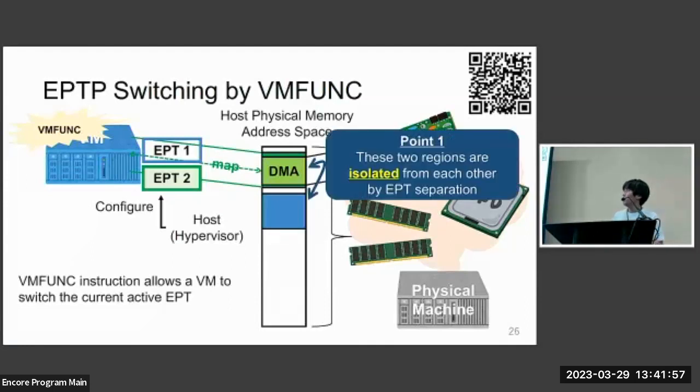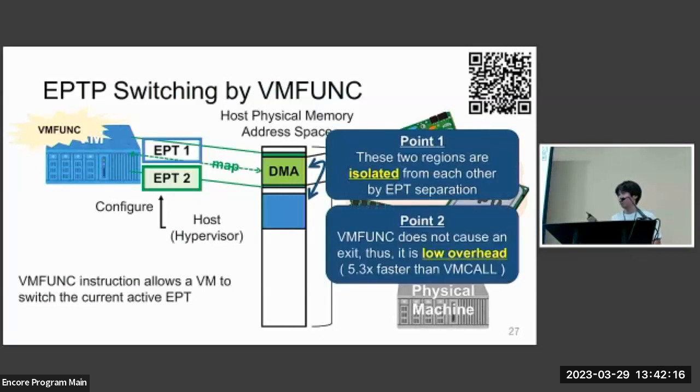The point here is that these two memory regions are isolated because of the EPT separation. This is similar to process memory isolation: one process cannot access the memory of other processes because of page table separation. Another thing is that VMFUNC doesn't cause an exit, so it's fast. That's why VMFUNC can be low overhead. On our hardware, it could be five times faster than a VMCALL.